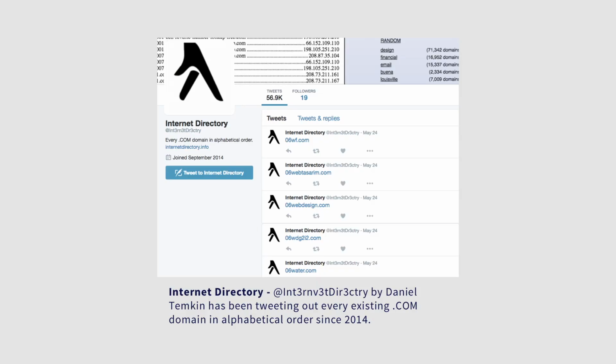With enumeration, like with chance operations, the artist surrenders to accidental creativity. Enumeration is more systematic, ordered, and rigorous than chance, but also seems more desperate, predictable, and uncreative in some ways. Internet Directory by Daniel Temkin is a 2014 Twitter bot that tweets out every existing .com domain in alphabetical order. At the pace it is going, it will still be in the names starting with a number by the time we're all dead.